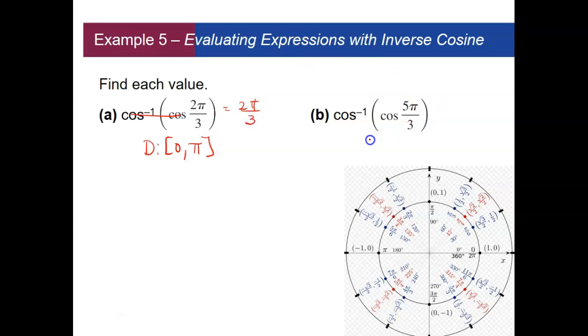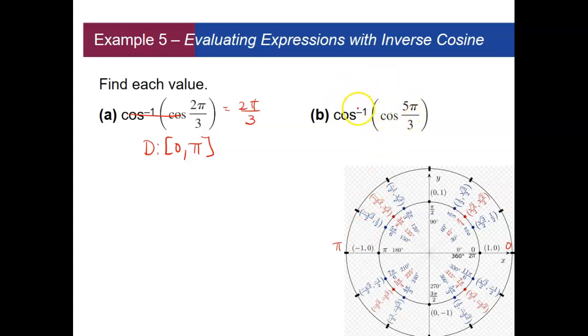Okay, now on this one, again, looking at this domain, 5 pi over 3 is all the way down here in the fourth quadrant. So it's definitely not between 0 and pi, which would be these first two quadrants here. So because of that, I can't use the cancellation property. I just have to work through it.